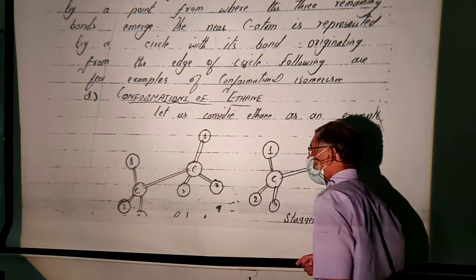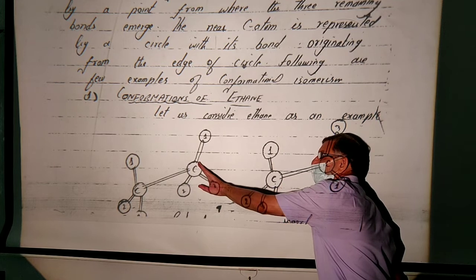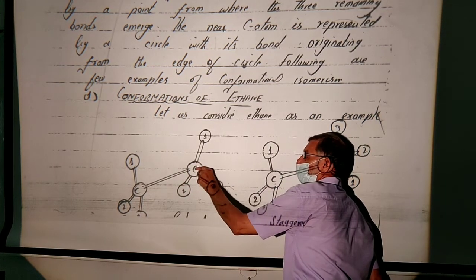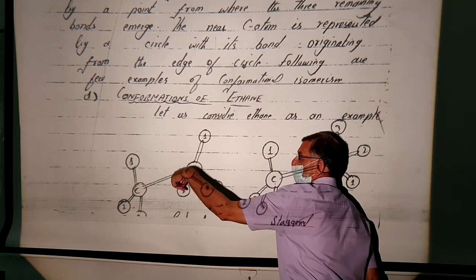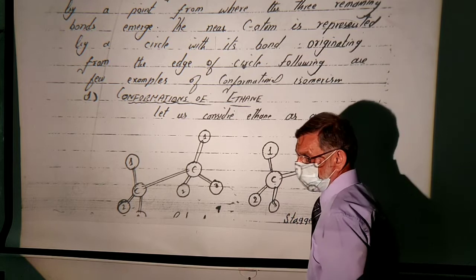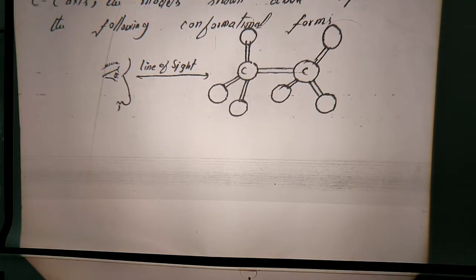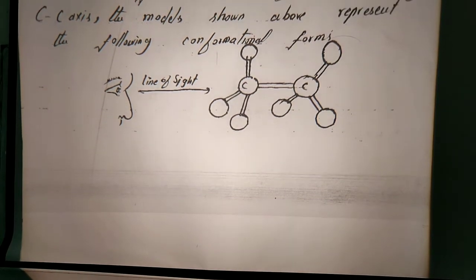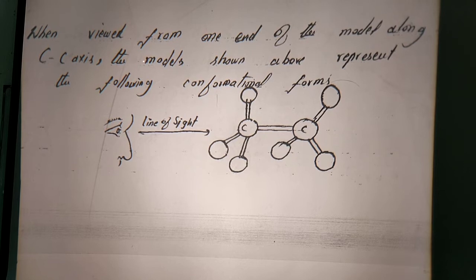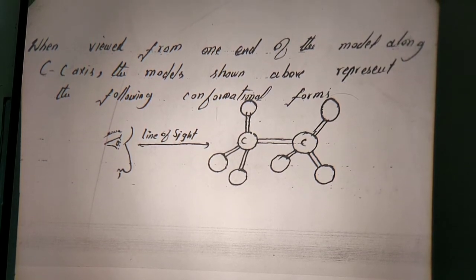Now, as you can see, this is one carbon, and this is another. It will look like a point, and this would look like a circle, as you can see in this way. So now I'm going to explain it to you another way. When viewed from one end of the model along the carbon-carbon axis, the model shown above represents the following conformation.